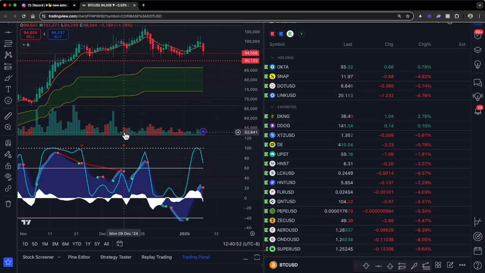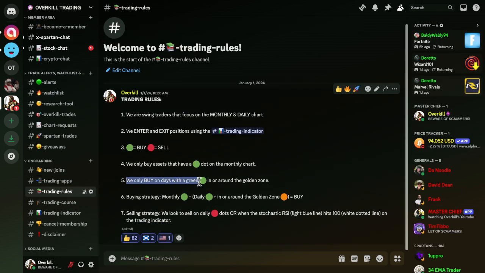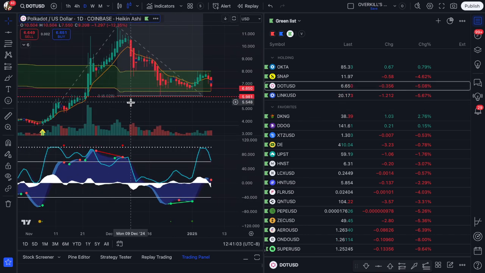That's my goal, folks. So with that being said, okay, back to the trading rules. Again, we only buy on days with a green dot in or around the golden zone. So back to that. Let's just go to a different coin here. So look at DOT, for example.